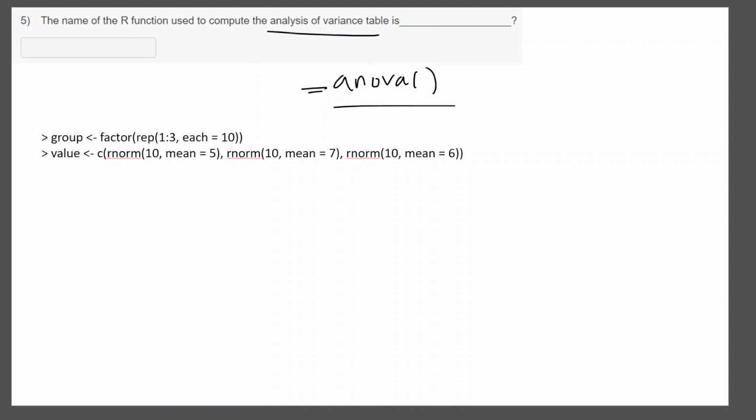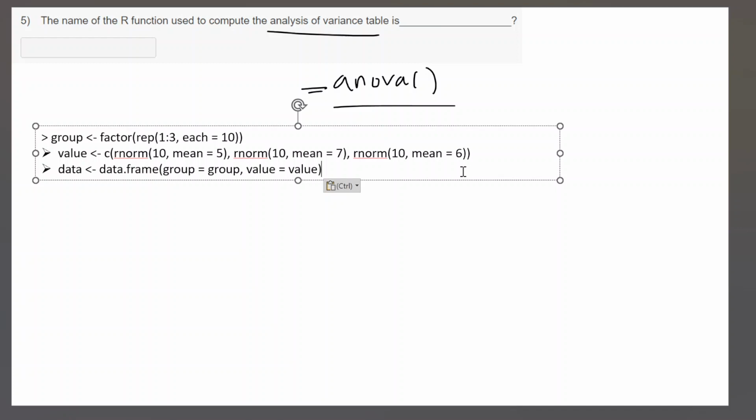What data are we taking? Now, what you're doing here is using a linear model for the ANOVA test.